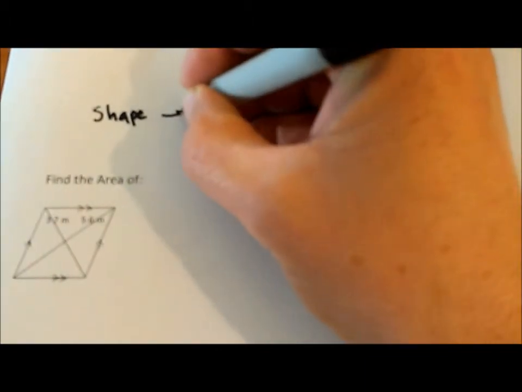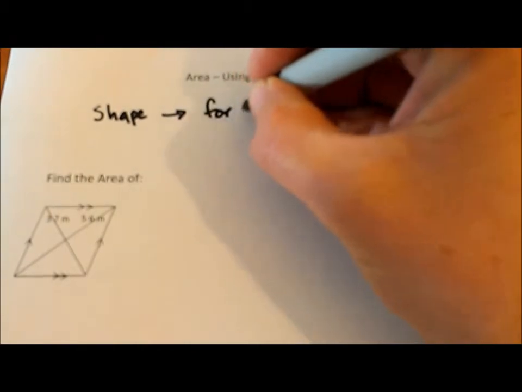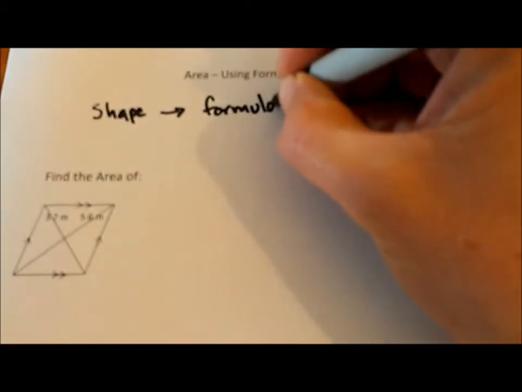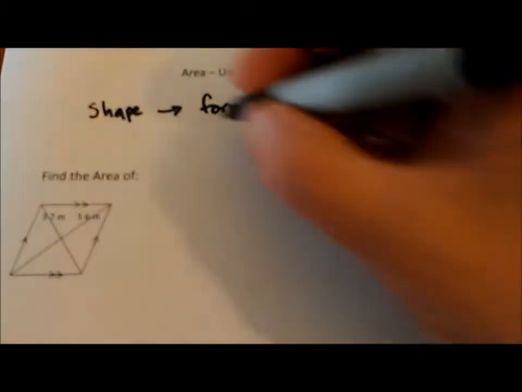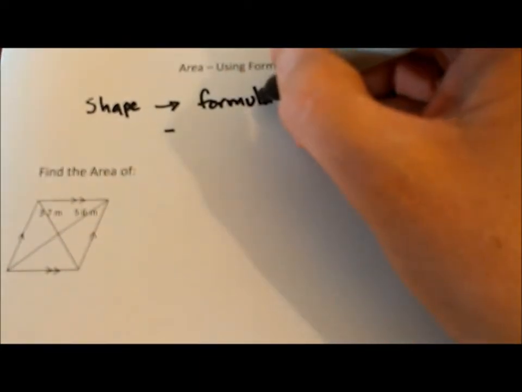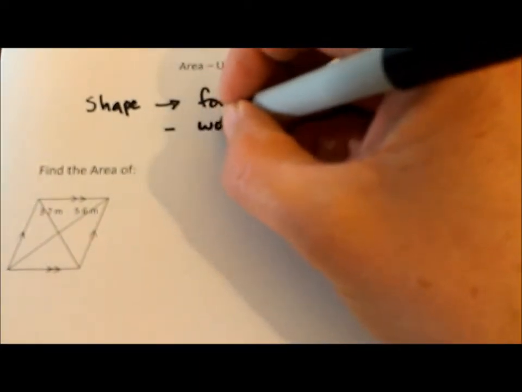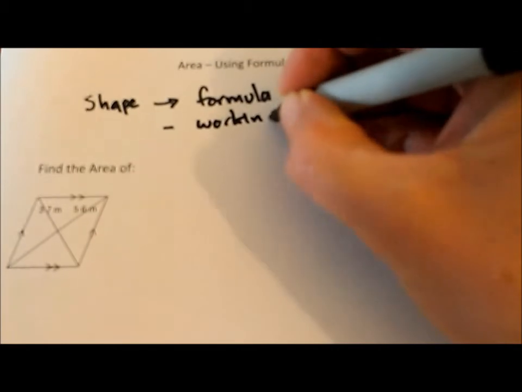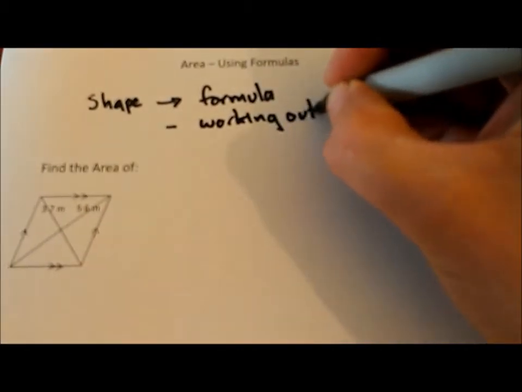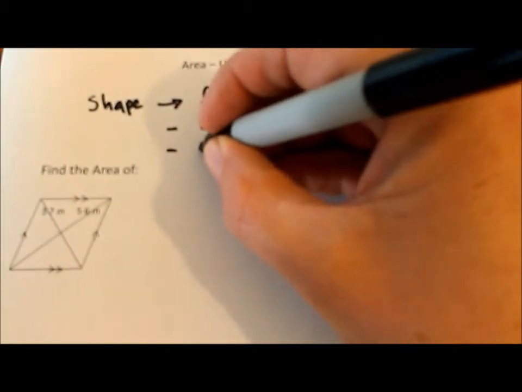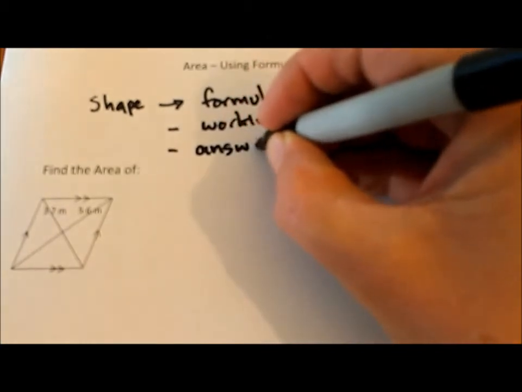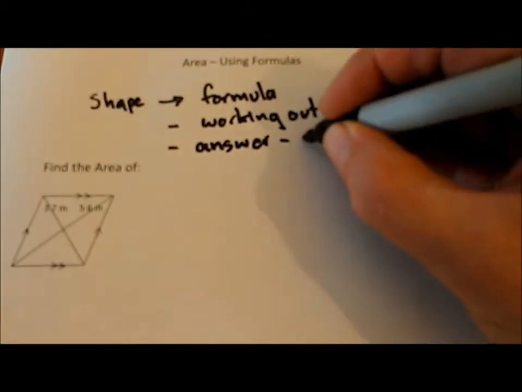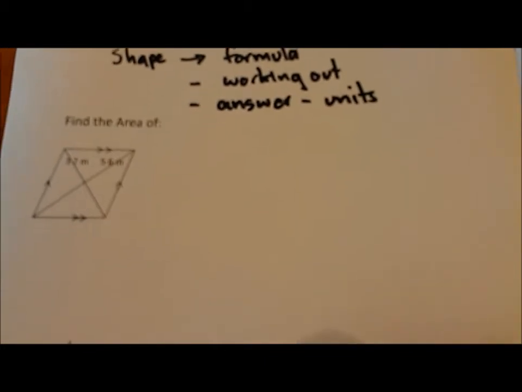Once you know the shape, you need to be able to link that to a formula, so you need to know your formulas. So if you haven't already done so, you need to commit them to memory. And then from there you've got three lines. First line is the formula. The second line is where you substitute in the values and you show your working out. And the third line is your answer. And when you show your answer, you make sure you have the correct units on your answer. So we'll go through that now with a few examples.